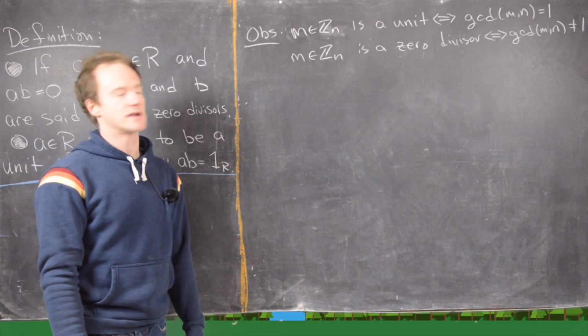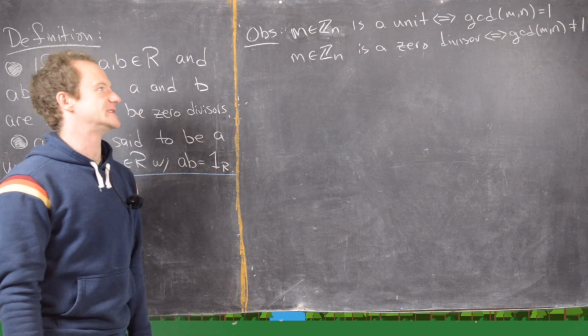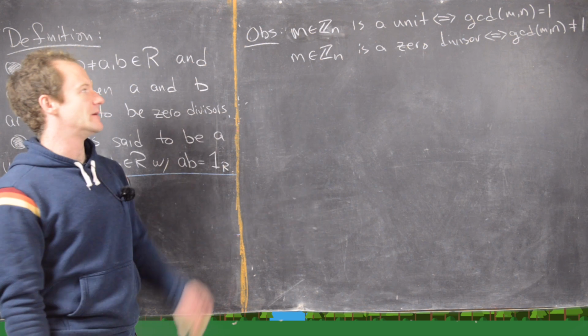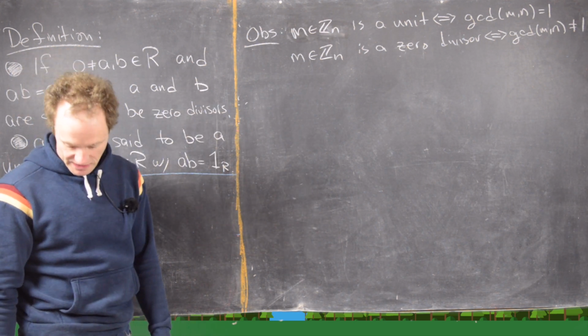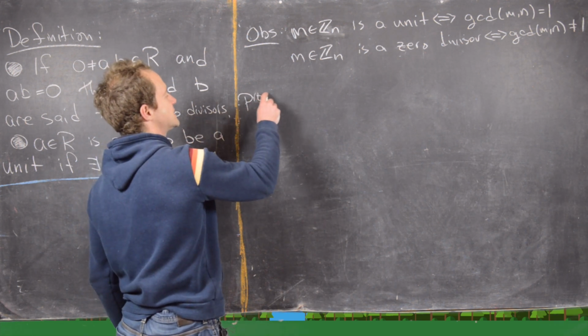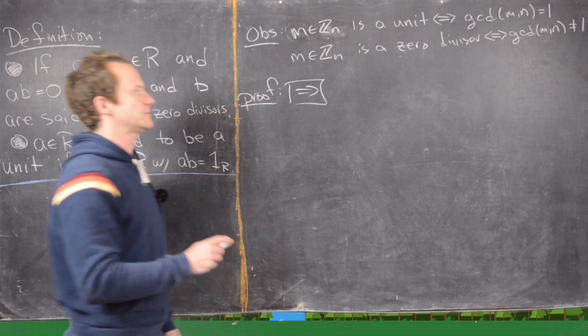So motivated by our example, let's look at the following observation. m in Zn is a unit if and only if the GCD of m and n is 1, and then m in Zn is a zero divisor if and only if their GCD is not equal to 1. Okay, so let's prove this first statement first, and let's do the forward direction.